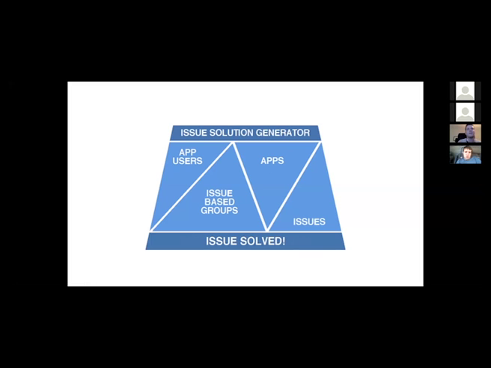And then the issue solution generator is a very similar thing for apps that are focused on solving an issue, such as stopping the TPP or getting universal health care.